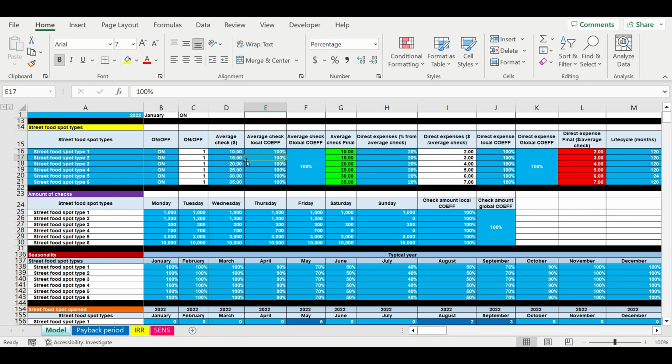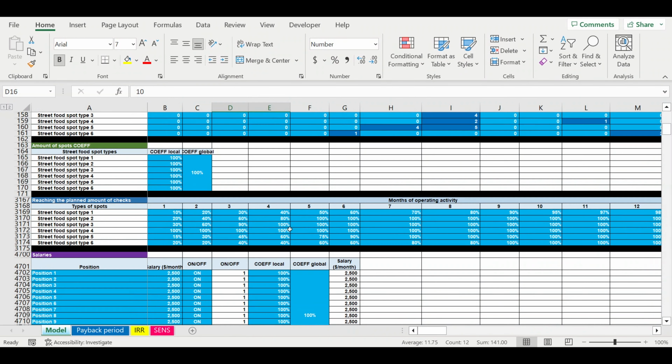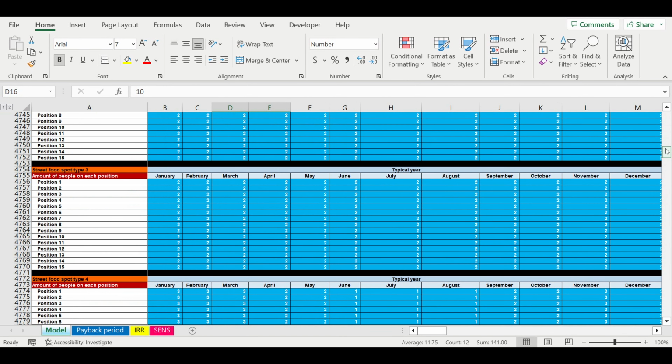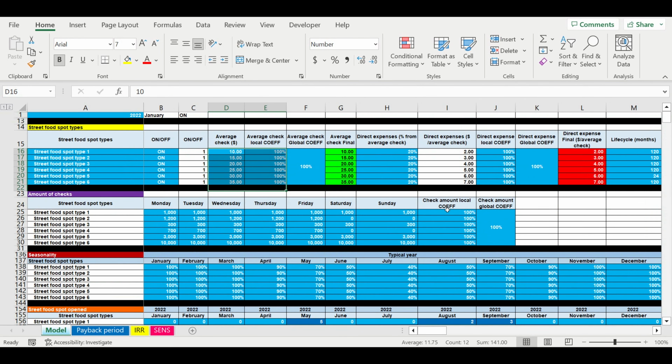And let's start. So the first rule is that all our inputs are colored blue. This is the specific color which goes with all our inputs. So here we have all the inputs that affect the revenues, expenses, and then they transform into the cash flow statement, showing us the main financial efficiency parameters.